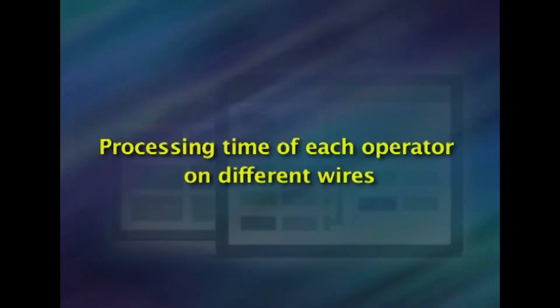Movement of the mean is quite evident, from 4.76 days to 0.97 days. The spread of the data is also reduced, from a moving range of approximately 2 to 0.479. Next we will look at the chart that is processing time of each operator on different wires.